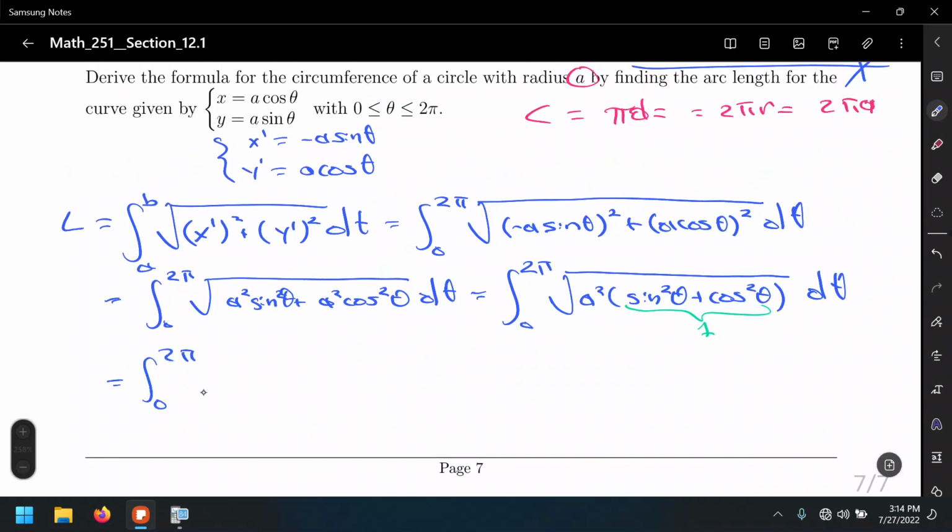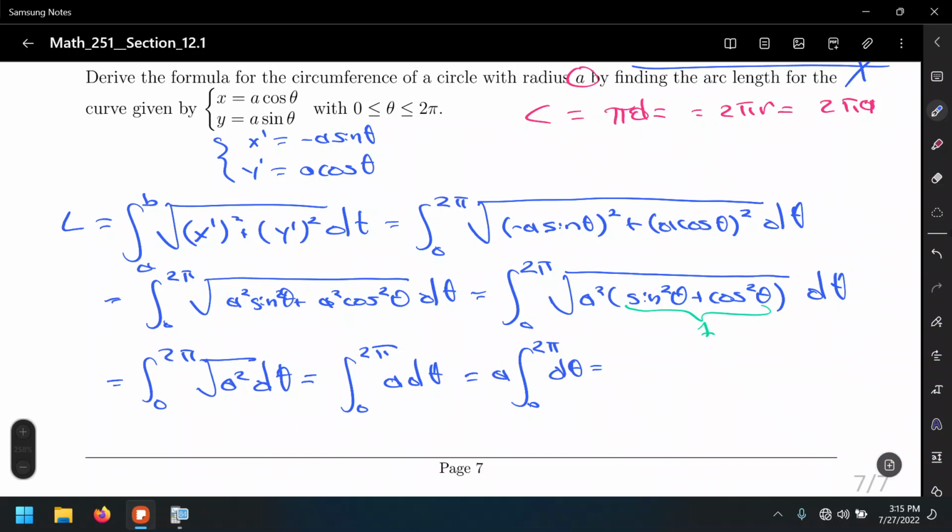0 to 2 pi, that's the square root of a squared d theta. And in this case, as opposed to the previous example for which we used the absolute value, this is just a number, and also we are dealing with a geometry situation for which the radius is always supposed to be positive, so no need to have those absolute values as before. So that's the integral from 0 to 2 pi of a d theta, which equals a times the integral from 0 to 2 pi by taking the constant outside of the integral.